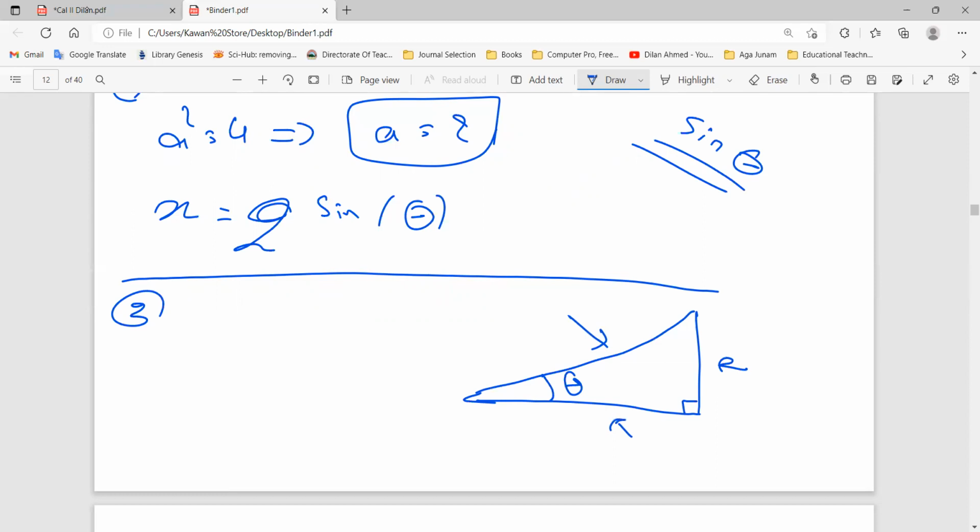Do you mean the sine and cosine? No, the sine and cosine. The values, yeah.